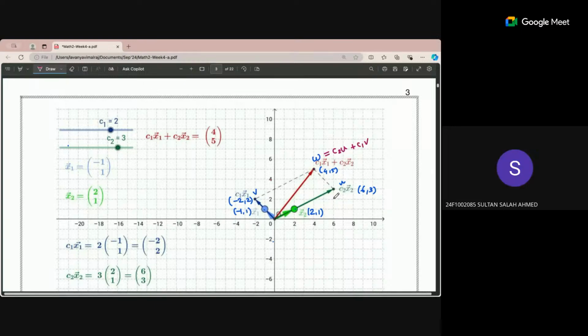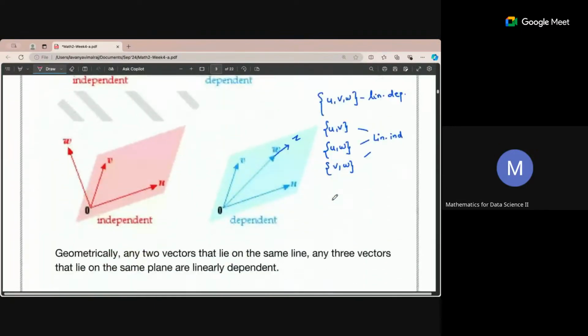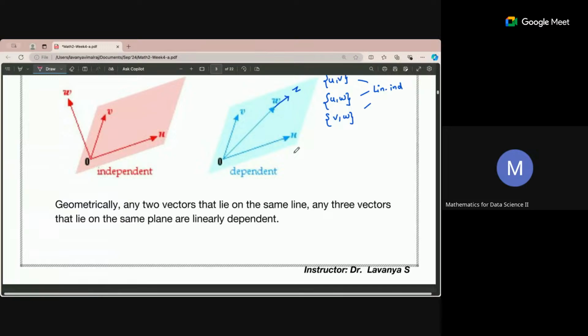Okay, ma'am. So whenever there are more than two vectors on a plane, that will form a linearly dependent set. Not just three. If you take three or more vectors that lie on a plane, then that will form a linearly dependent set.